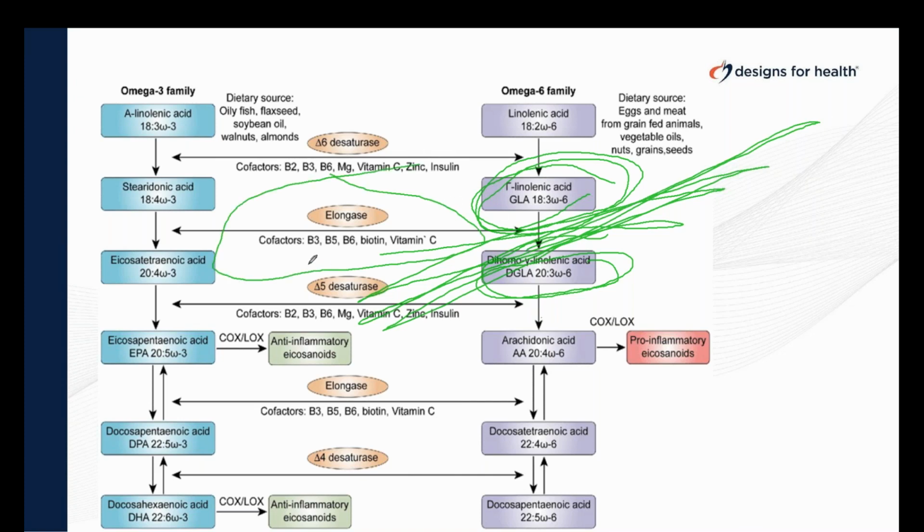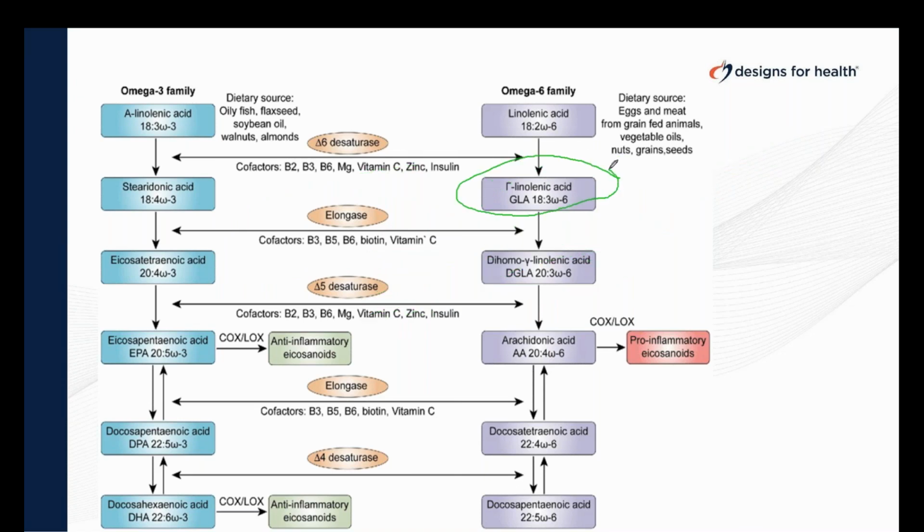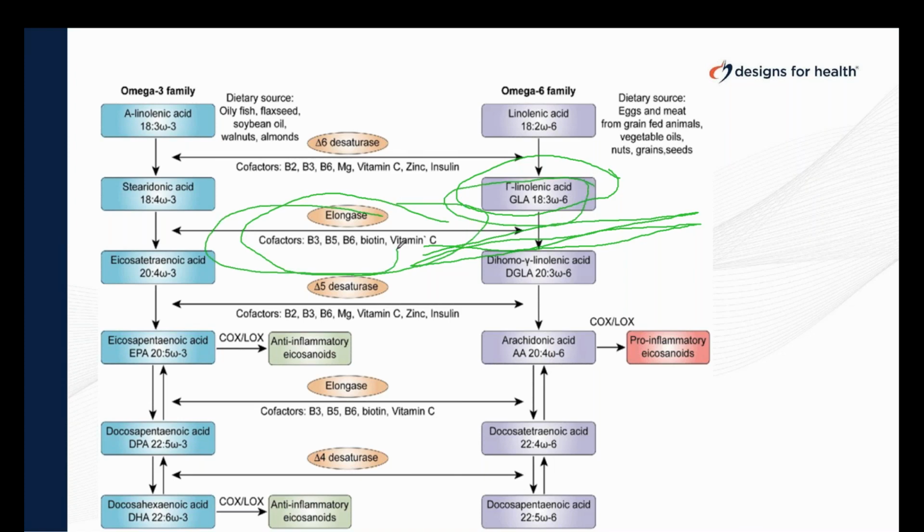And it's this enzyme, elongase, and it's these cofactors: B3, B5, B6, biotin, and vitamin C. So let me say this one more time. This person's getting plenty of GLA in their diet, and there's a block right here, which is causing the DGLA to be low. So here are the nutrients you could use to fix it. And if you give the person enough GLA and you give them these nutrients, guess what?